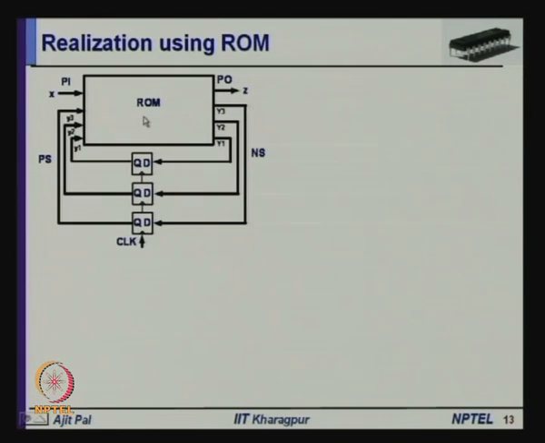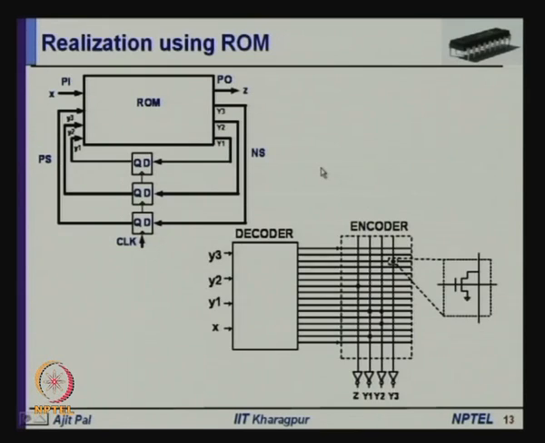I have already explained that ROM can be used to realize combinational circuits, and here it is shown how it is done. So, x, y3, y2 and y1 are given as inputs to the ROM, and it produces the outputs z, y3, y2 and y1. You can see the structure of the ROM is given here. As you know, ROM consists of a decoder and an encoder. The decoder will produce 16 outputs for 4 inputs, and for any input combination one output will be 1.